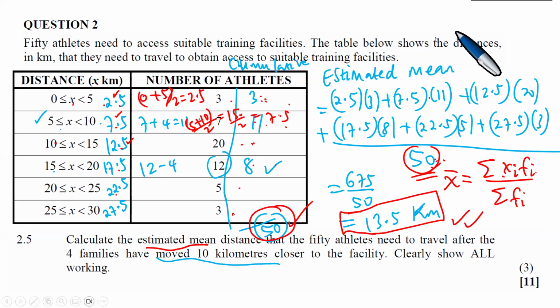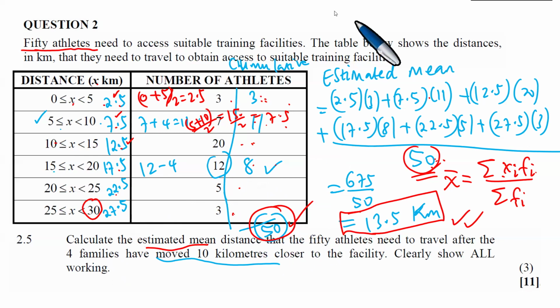You need to make sure you understand it. What is confusing? You must get the class midpoints to get the estimated mean, because this is grouped data. But how do you divide by 30 if there are 50 athletes? You see, we don't divide by 30. You divide by 50.